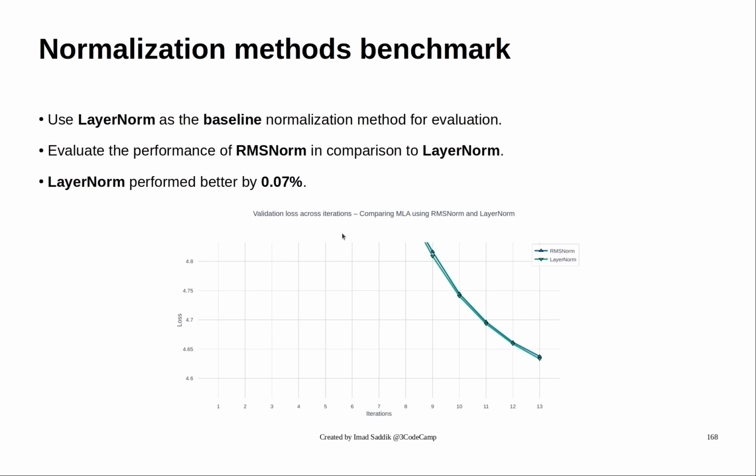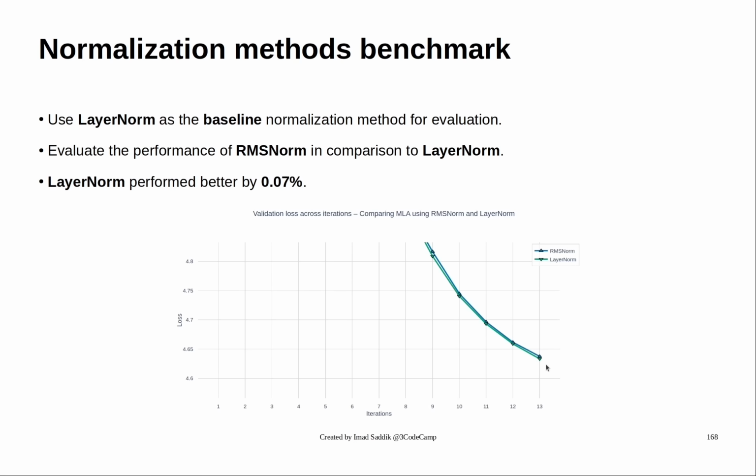Here are the results. I had to zoom a lot in order to see which method did well. As you can see, layer norm performed better by 0.07%. You can see that the value is so small because, even though layer norm performed better than RMS norm, the difference is very small, so it's not that interesting.